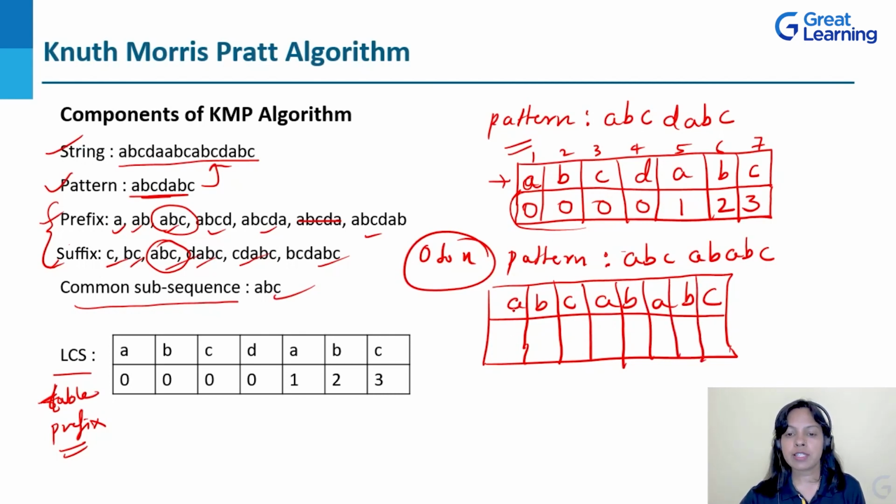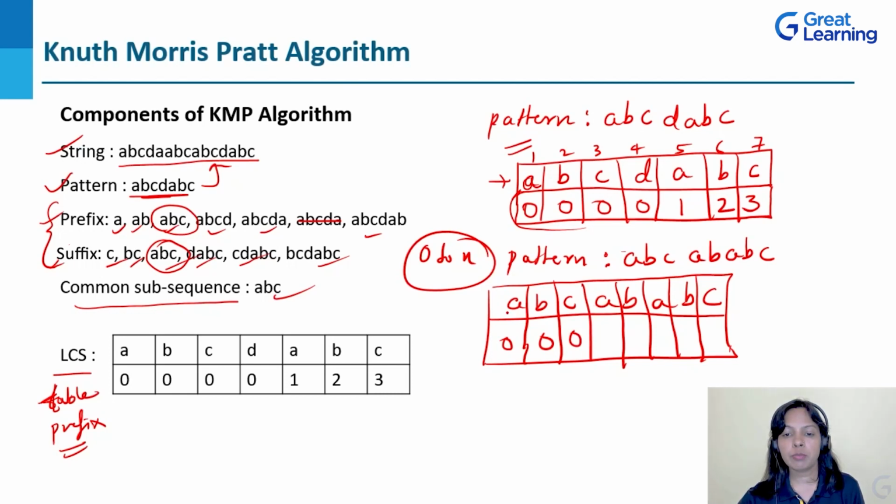Now we'll start from A. As there is nothing to be matched or compared for this A before A, this will always be 0. Now B, is it matching with any of the characters before B? No, only one is there, A. So it's not matching. C, is it matching? No. B and A, nothing is matching.